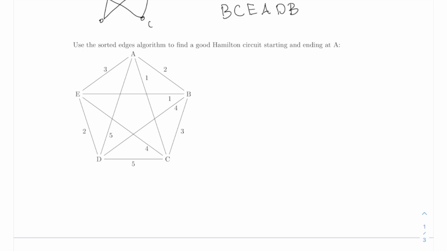You look at the edges. So I got 2 1s. I wrote this down. 2 1s. I think there are 2 2s. 2 3s.